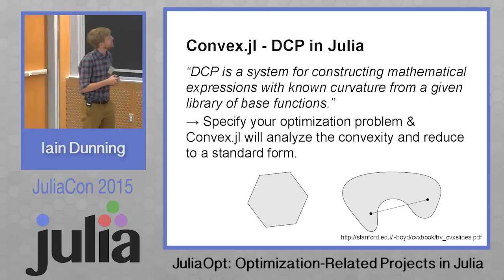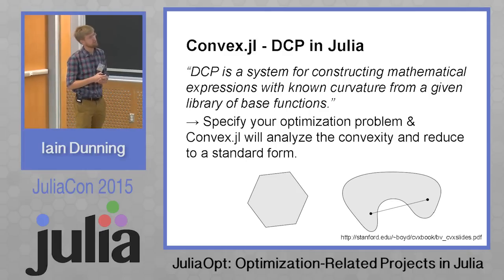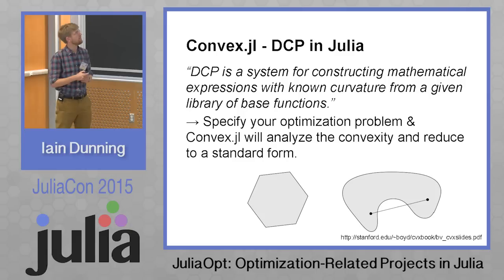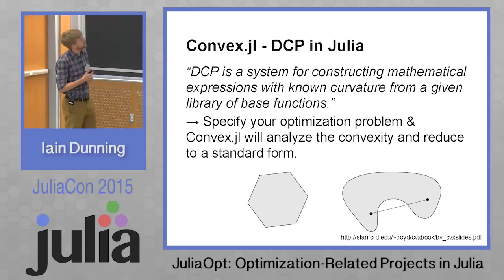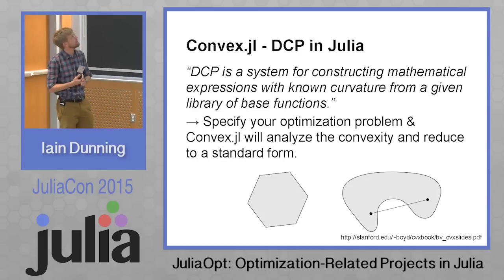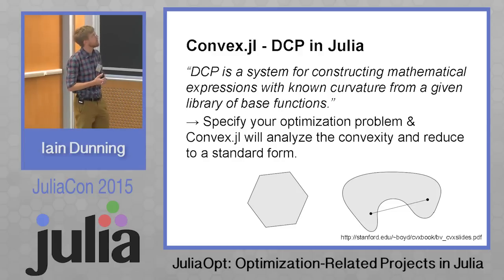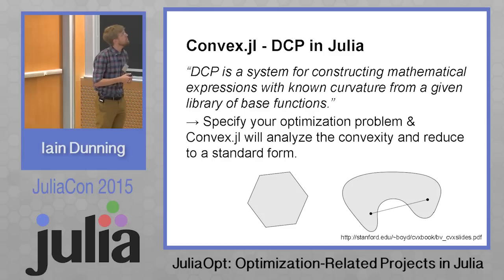So Convex.jl is a different modeling tool that is also part of JuliaOpt and has a different perspective. It's this thing called disciplined convex programming. And the idea is that, this is a quote I took from the website, DCP is a system for constructing mathematical expressions with known curvature from a given library of base functions. So what it means by curvature is sort of convexity.